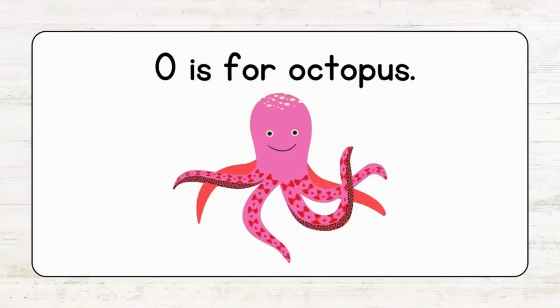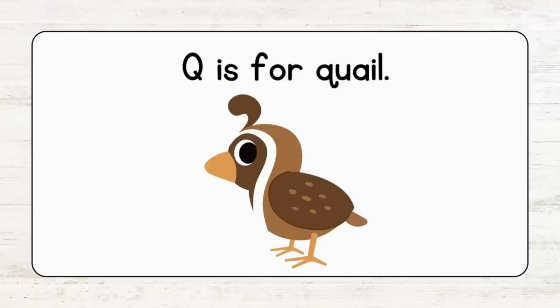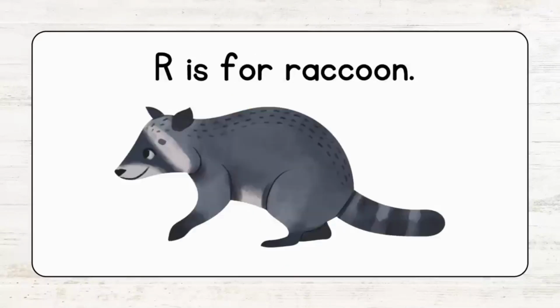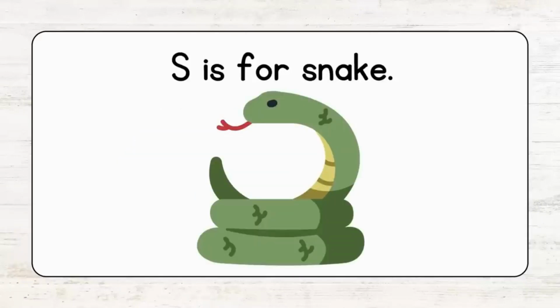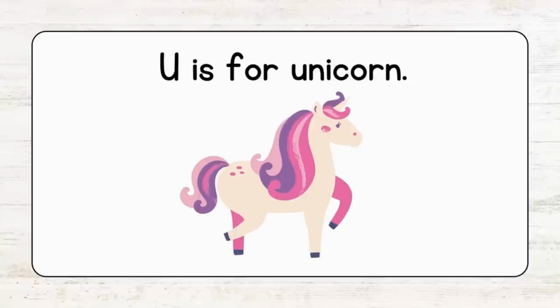Can you say O? P is for penguin. Can you say P? Q is for quail. Can you say Q? R is for raccoon. Can you say R? S is for snake. Can you say S? T is for turtle. Can you say T? U is for unicorn.